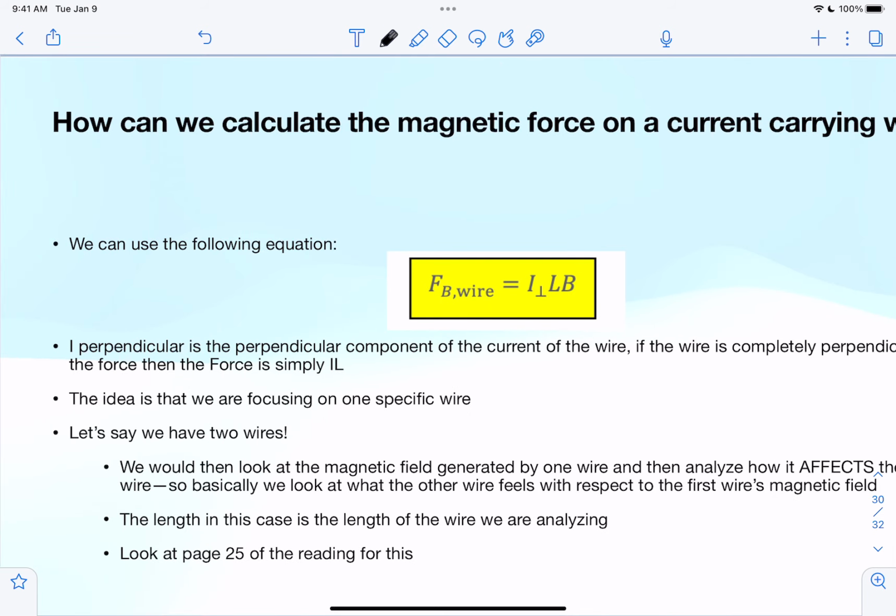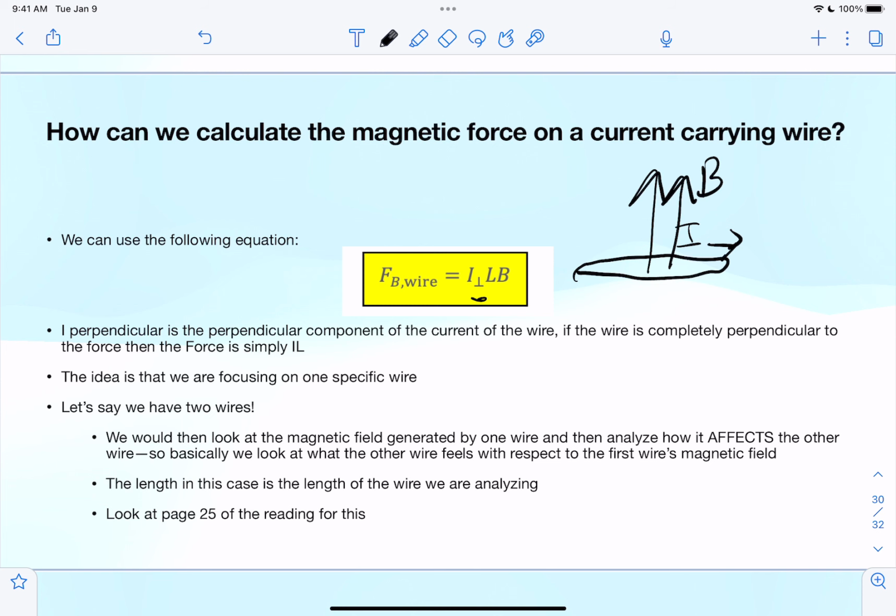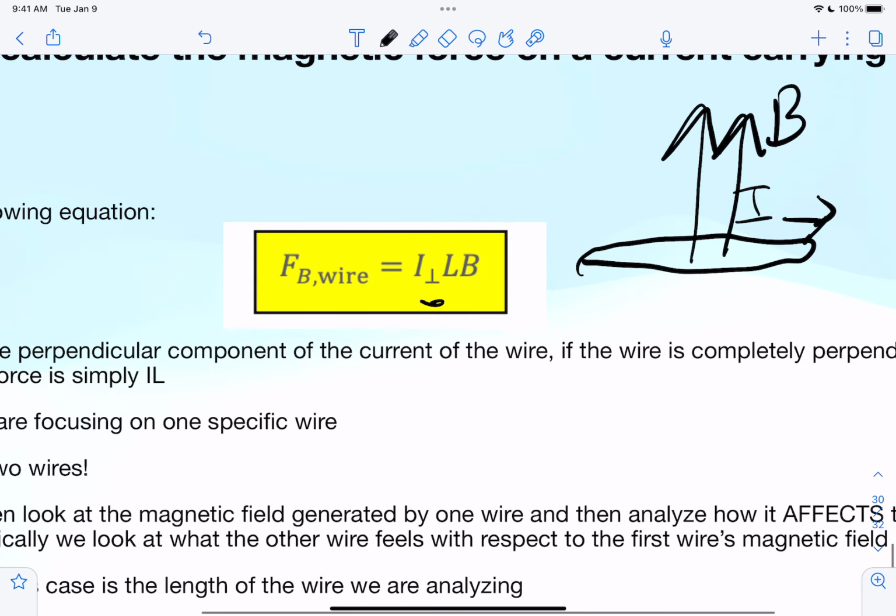The most important thing is that, once again, we're looking at the force on a specific wire, right? So we're just interested in one specific wire here that's going to be carrying some current, right? That's supposed to be perpendicular to the magnetic field, right? So the current is to the right, the magnetic field would be upwards like this, right? And so we also multiply by the length of that specific wire that we're interested in, and then we multiply by the magnetic field. Which magnetic field is this?